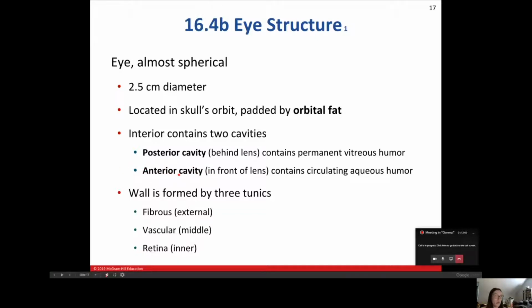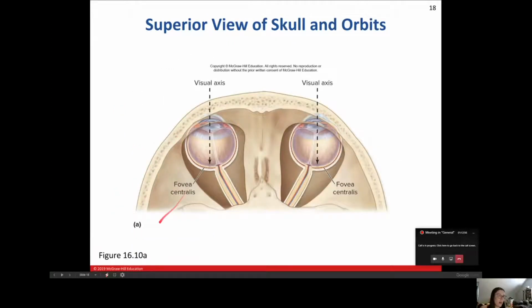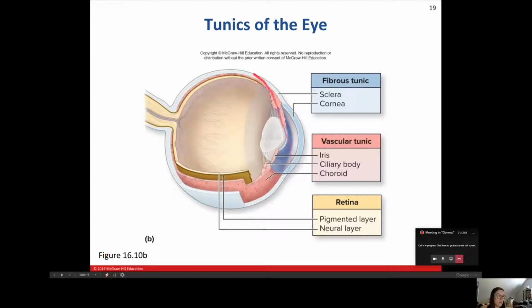But we're going to talk about the outer wall first, and the outer wall is formed by 3 tunics. The outside tunic, or the fibrous tunic, the middle tunic, or the vascular tunic, right, it's full of blood, and the inner, or the retinal, or the neural tunic. And so we can see that this layer here shows the different tunics. So our fibrous tunic is on the outside.